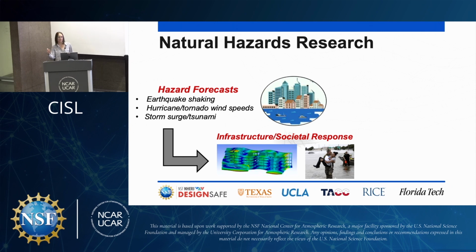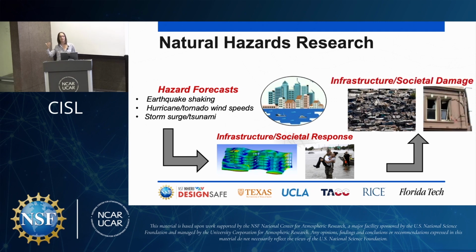So one of the things that is happening in natural hazards research is really going beyond just the infrastructure, but looking at the impact on people. And so we want to look at societal response as well, and then the associated damage with that response. So does the infrastructure get damaged? How are people displaced, et cetera?